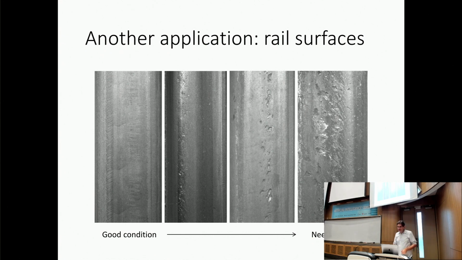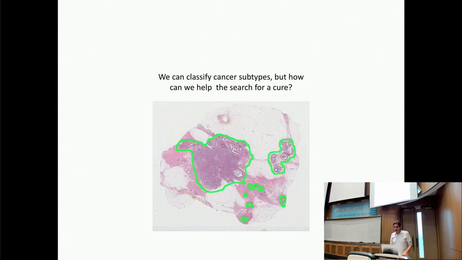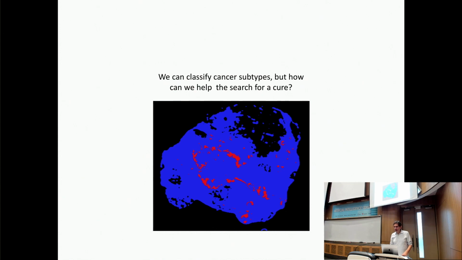So, we tried this on a different problem just for the fun of it, and we actually did a good job in figuring out which of these different images of train track needs repair. Okay? So, okay, we can classify cancer types, but how can we help search for the cure, right? That's what's even more important. Well, for that, you want to actually be able to identify structures inside the biopsy. Okay? So that researchers can see what's happening.